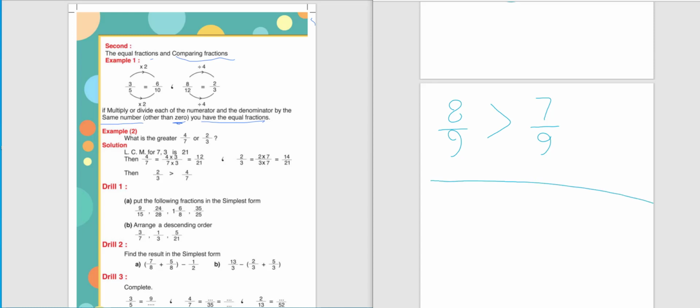Okay? If we have 2 over 15 and 2 over 7, if we have two pizza, and this 2 pizza we will divide it between 7 children, and another 2 pizza but we will divide it between 15 children.